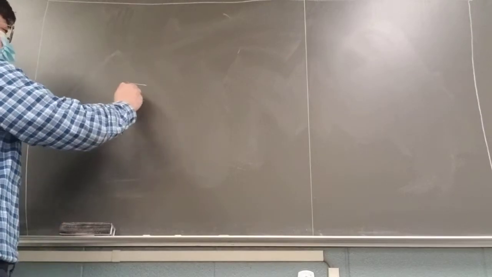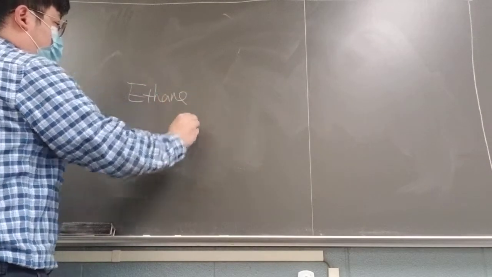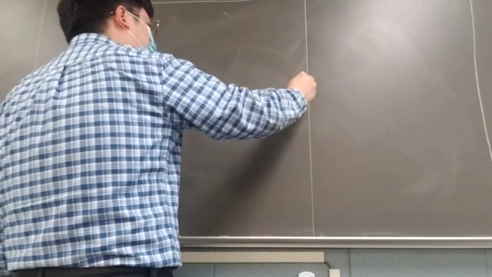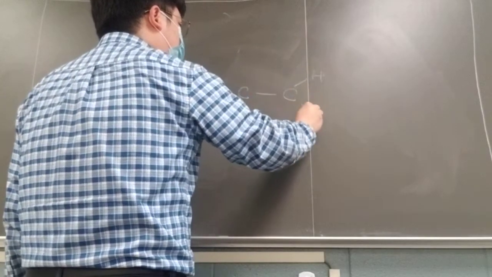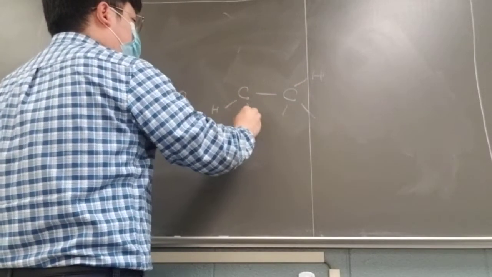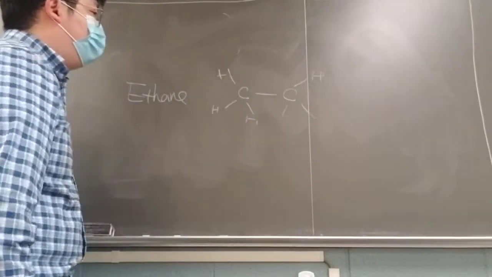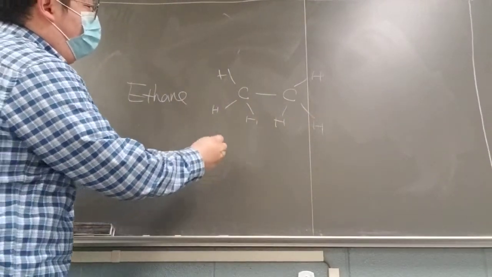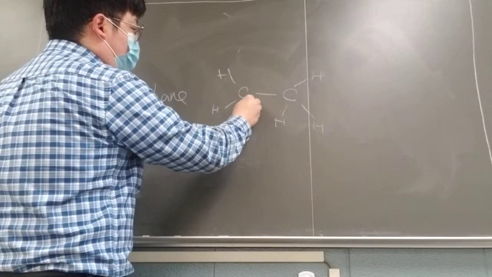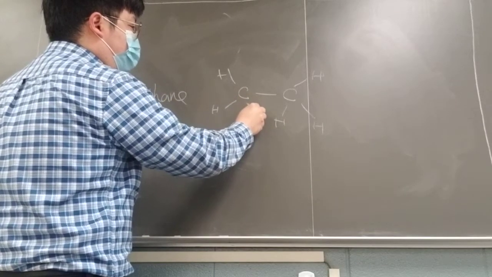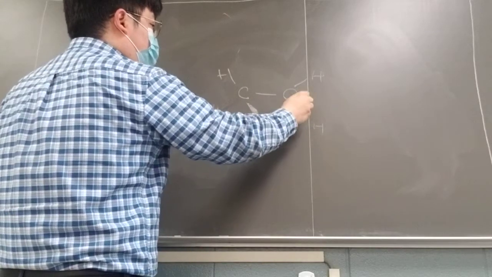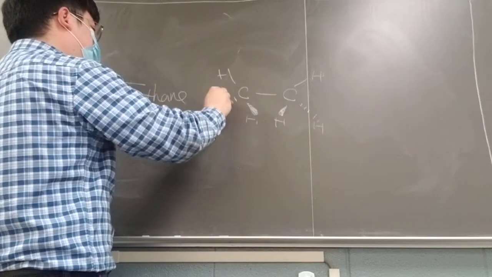So this is why, if you look at the ethane over here, we have two carbons, obviously, and three hydrogens on each. Maybe we can put it in a nicer way. We can put this one on the wedge, and we can change this one to a dash line.